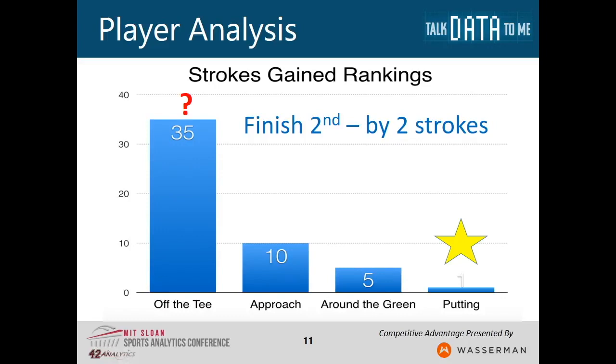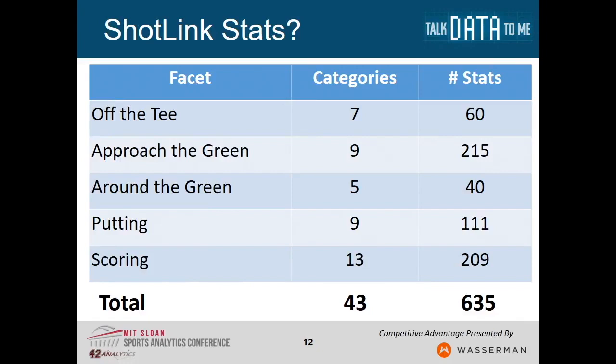What about this ranked 35th in driving? So my job is to tell the coaches of this player exactly what happened that caused him to be ranked 35th and to lose by 2 shots. So I go to the ShotLink Stats. As you can see, there's 5 categories, 43 subcategories, and 635 stats. It's a lot to look through.